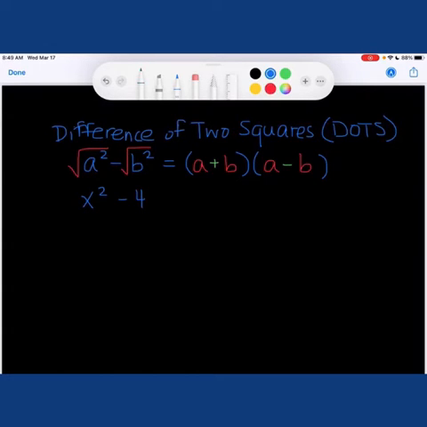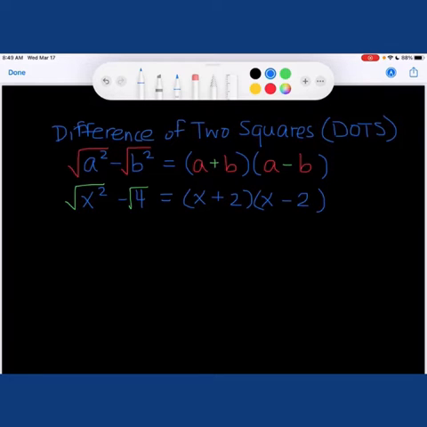If we do this for the example, we're going to get two binomials. One's going to be plus, one's going to be minus. It doesn't matter if you do the addition first or second, as long as one's addition and one's subtraction. We need to take the square root of x squared, which is x. So x goes in the front of both. And then the square root of 4, which is 2. So 2 goes here. So x squared minus 4 would factor into x plus 2 times x minus 2.